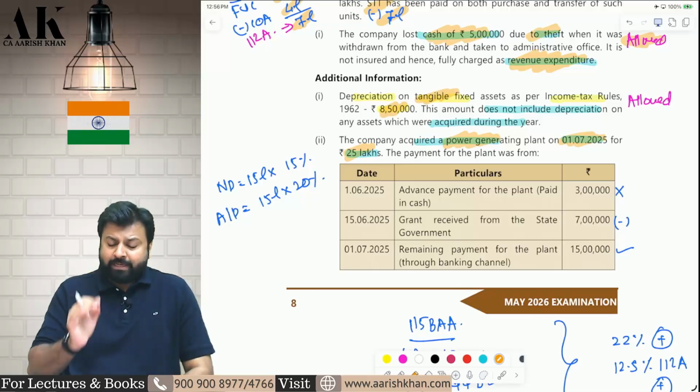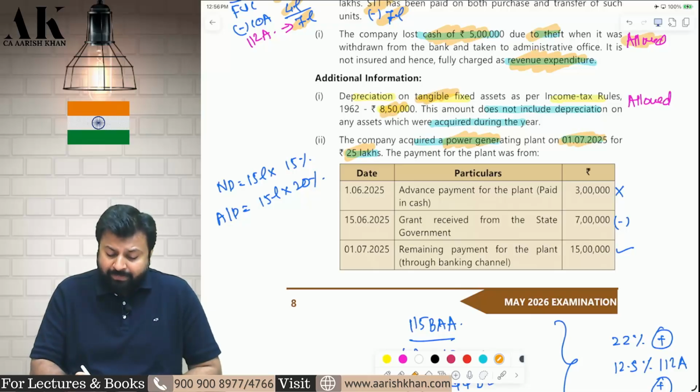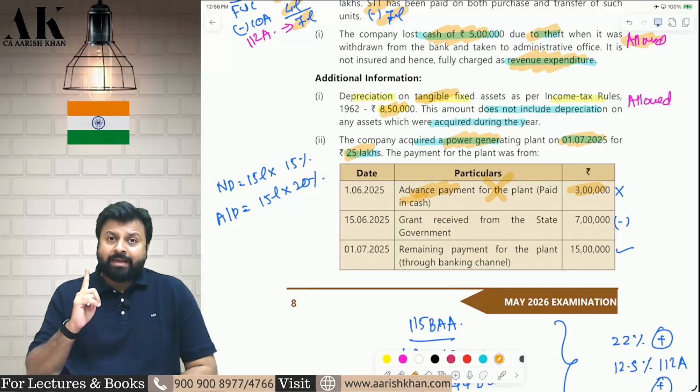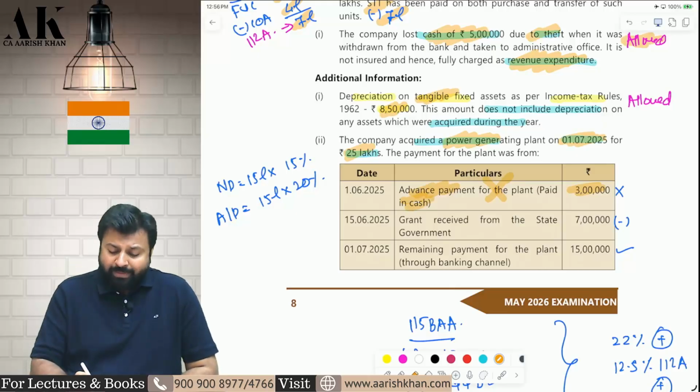Now, you need to be very careful. The payment is made as follows. First, you make an advance payment of 3 lakh rupees in cash, not allowed. It is written in section 43(1). If you make a payment for a fixed asset in excess of 10,000 rupees to a person in a day by other than 4 modes, then that expenditure shall not form part of actual cost. You are making the payment of 3 lakh rupees here in cash, therefore this will not form part of actual cost. So out of 25 lakhs, reduce this 3 lakhs.